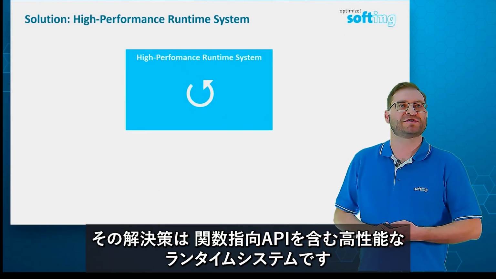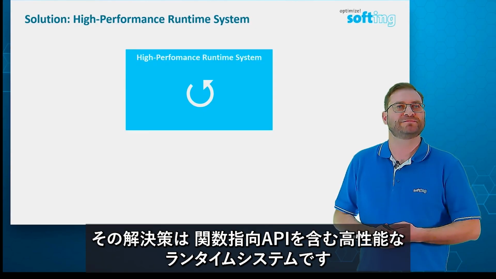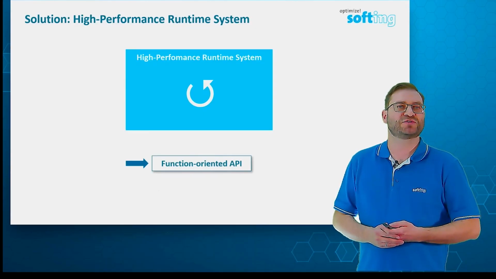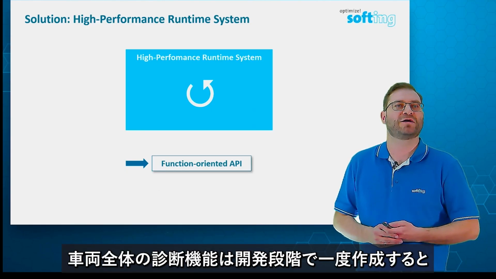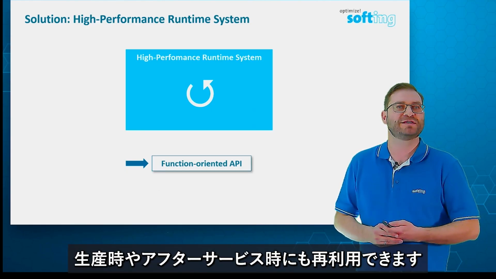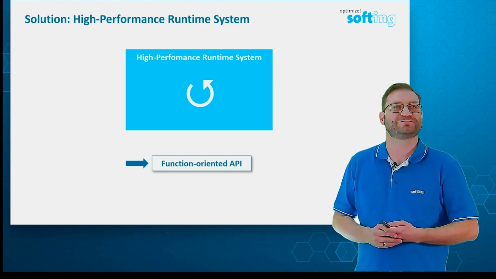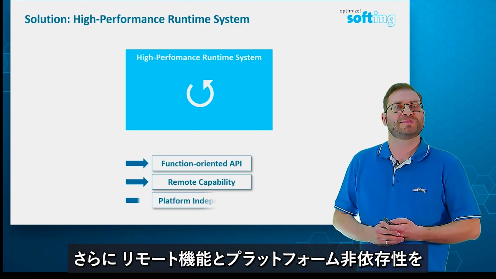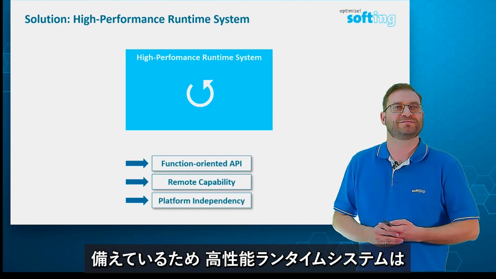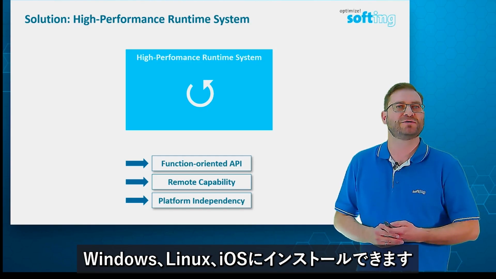The solution is a high-performance runtime system, including a function-oriented API. Diagnostic functions for the entire vehicle are created once in development and can be reused in production or after sales. Furthermore, we have remote capability and platform independency. So the high-performance runtime system can be installed on Windows, Linux, iOS and Android.